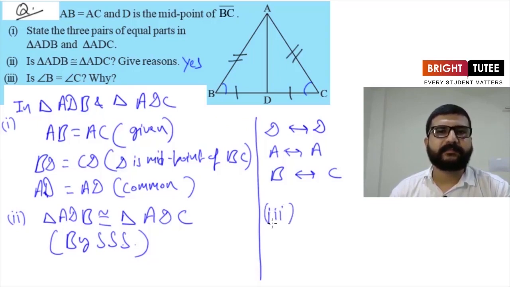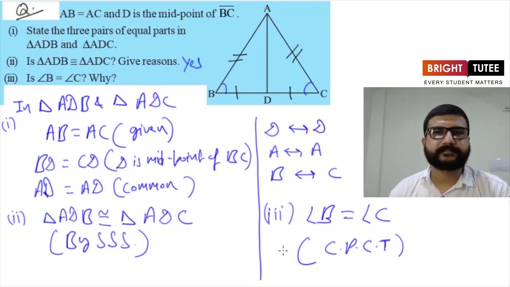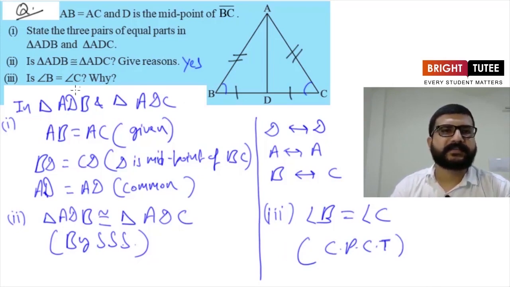So for the third question, we can directly say angle B is equal to angle C, and in the reason we can write CPCT. CPCT means corresponding parts of congruent triangles. So the answer to this question will also be yes. Yes, angle B is equal to angle C, and the reason is corresponding parts of congruent triangles.